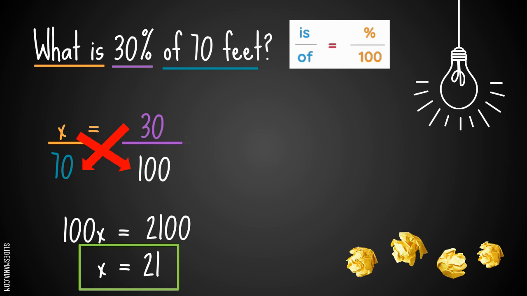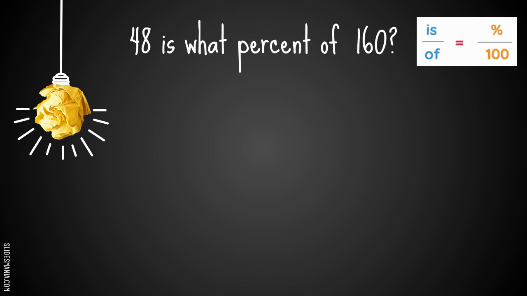Let's look at another example. 48 is what percent of 160? Let's use the guide. Usamos la guía. 48 is. So you know is. So sabemos es. Of 160. So ponemos el número para de.